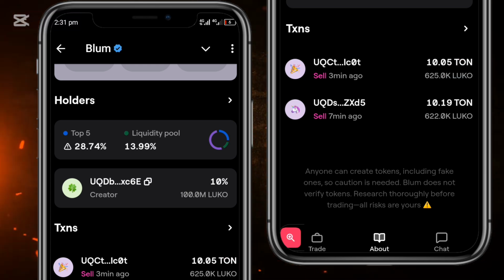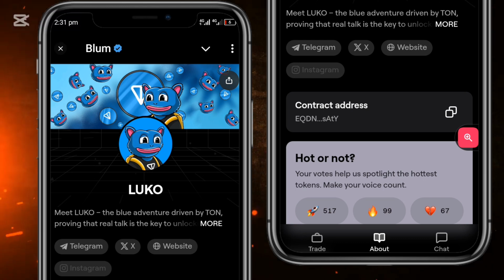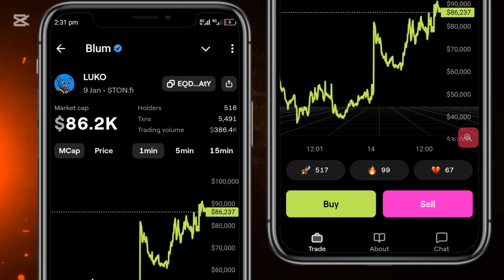Anyone can create tokens, including fake ones, so caution is needed. Blum does not verify tokens. Research thoroughly before trading. All risks are yours. So this information right here is actually from the Blum airdrop itself. They are telling you that any coin you buy on this interface, on this Memepad, is at your own risk, since anybody can create their own coin.